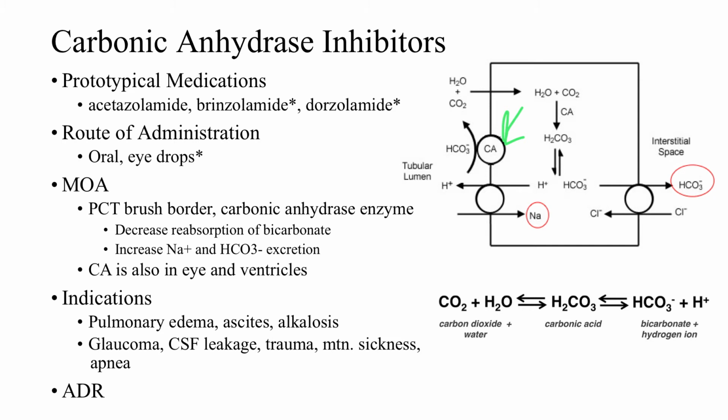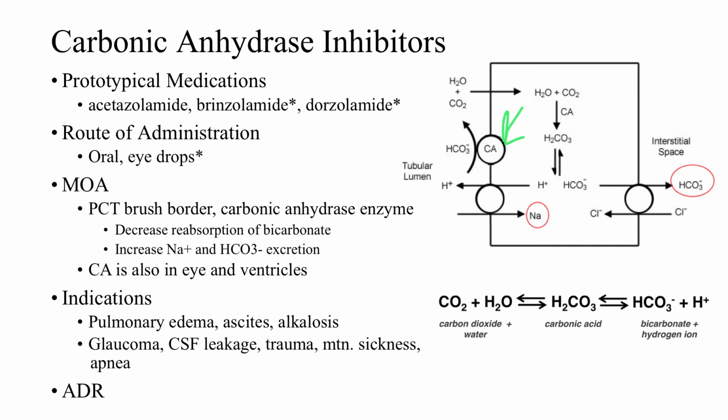Water and CO2 are small. They do not need specialized transporters. They can happily diffuse over the surface of the membrane. Once they enter the inside of the cell, they meet with carbonic anhydrase type 2, which is going to reverse this reaction. So it takes the water and CO2, and it moves it from carbonic acid back into its component parts of hydrogen and bicarbonate.